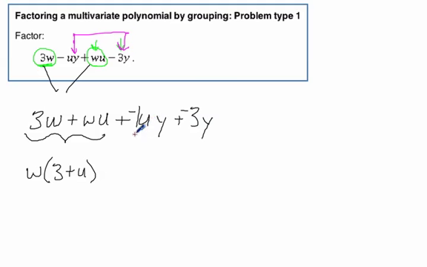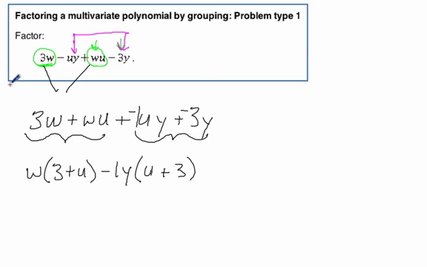And then what's the common factor in these two terms? It's y. And in this case, I'm actually going to use a negative y, negative 1y. And that's going to give a positive u, and then plus 3. Because a negative 1y times u is a negative uy. Negative 1y times 3 is negative 3y.